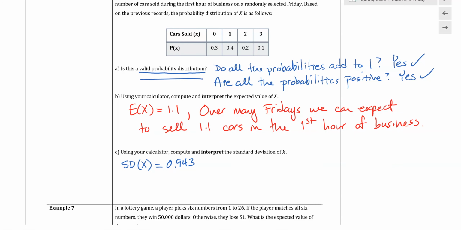Now how about that standard deviation? We found it. Remember, standard deviation, we get this idea that on a Friday morning, I might sell 3 cars. I might sell 0 cars. Every data value has some sort of distance from the expected value. And if you find all those average distances, how far on average each data value is from that mean, that is what the standard deviation is. So over many Fridays, the number of cars we expect to sell in that first hour will typically vary by about 0.94 cars from the 1.1 we expect to sell.